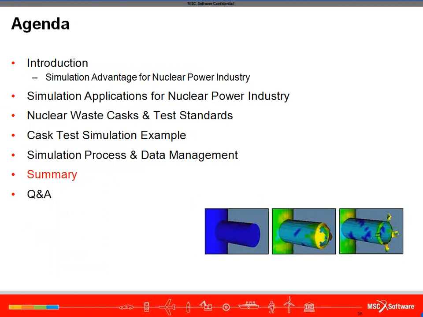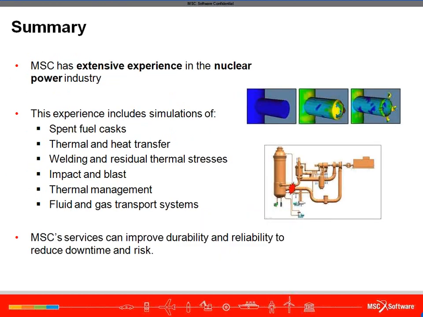So let us briefly review what we have so far covered in this webcast. We looked at how MSC solutions are applied to address one of the important problems faced by the nuclear power industry, namely the design of nuclear spent fuel cask. The capabilities to simulate impact and crash, heat transfer and thermal stresses, and welding and residual stresses, they all make MSC's products ideal for addressing a cask design problem.